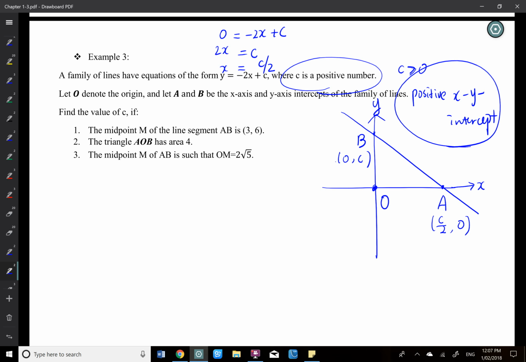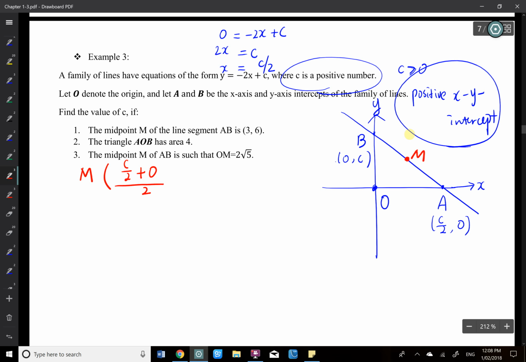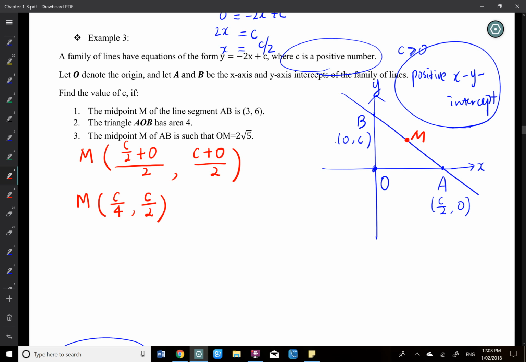Therefore, what is M? M is the midpoint. Here is the midpoint M. In terms of c, well, I know that's (3, 6), but I want to relate that to c. So for the x value, it's c over 2 plus 0 over 2, comma, c plus 0 over 2. That's how I can represent M in terms of c, because I know A, I know B. M is the average of the x values and the average of the y values. So M is (c over 4, c over 2). Also, I know that's (3, 6). So c over 4 must be 3 and c over 2 must be 6. Therefore, c is 12.